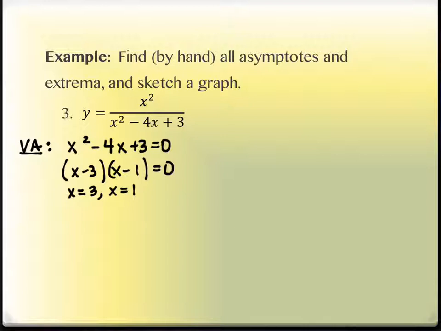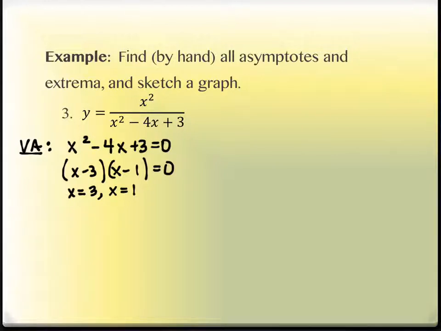Okay, mine look dotted and not really dashed, but that's what I got. So this is at x equals 3 and x equals 1. Is everybody good so far? All right, that's vertical. Then I need to figure out horizontal or slant.